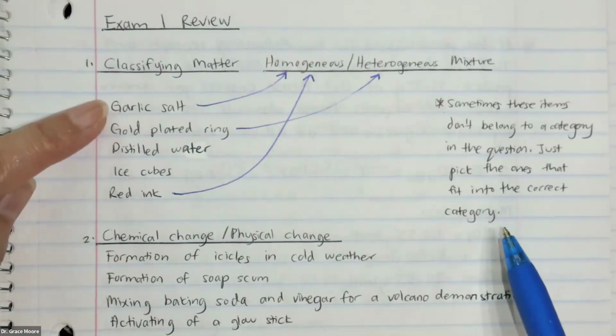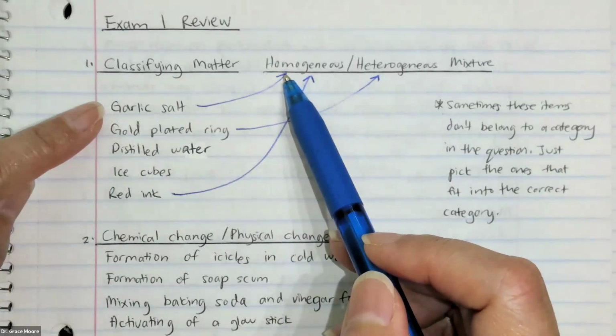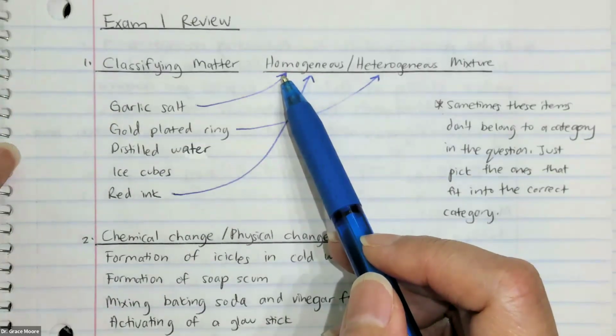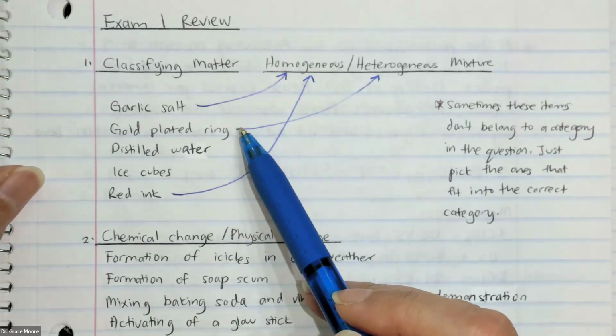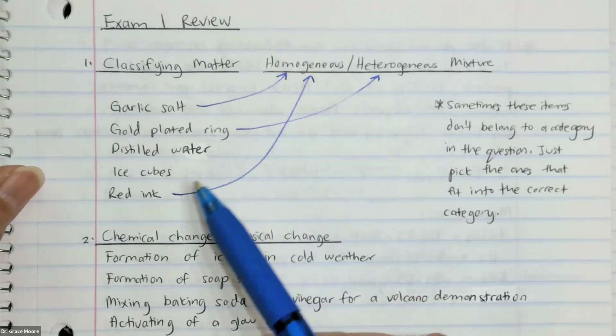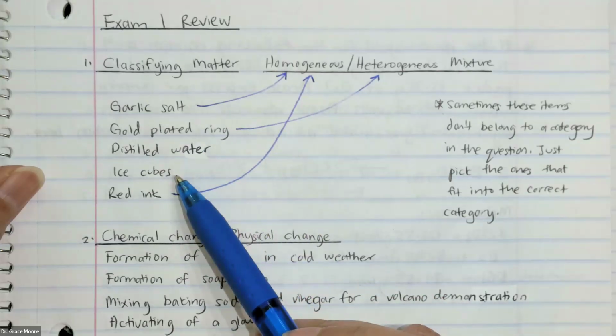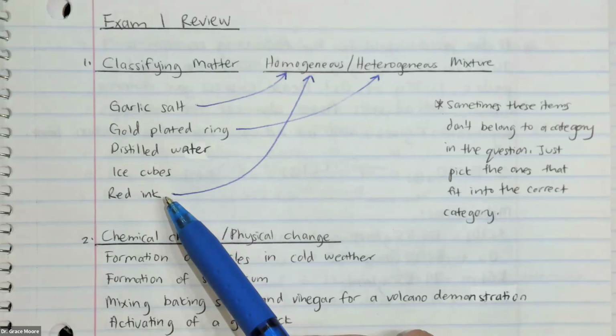In this case, garlic salt is going to be categorized as homogeneous mixture because you expect garlic salt to have the same distribution throughout the whole entire sample. Gold-plated ring will be heterogeneous mixture because it's not the same throughout the whole sample. You're going to have the outside as gold, inside as not gold. Distilled water and ice cubes are not mixtures. They're pure stuff, so it doesn't fall into either category. And then red ink is going to be a homogeneous mixture.